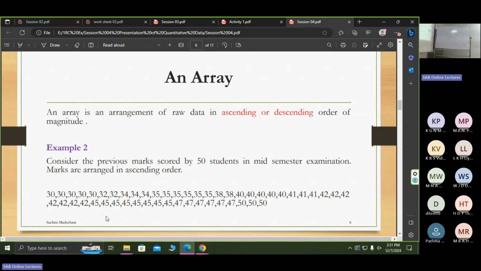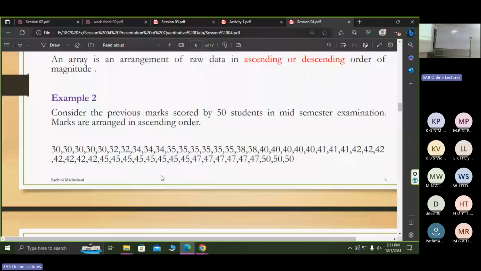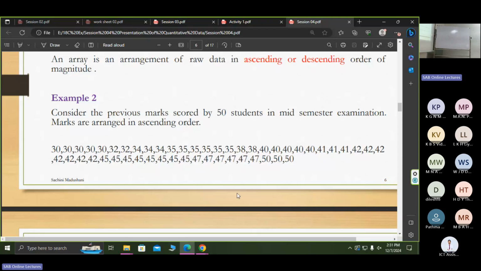In the raw data there is no systematic arrangement. In the array, we arrange our data set in ascending or descending order. Then what happens now? This is the data set arranged in ascending order. Which mark is the lowest mark? 30. Which one is the highest mark? 50. How many students got 30? 5. Then we can get some idea now. There is an arrangement. This is the array.